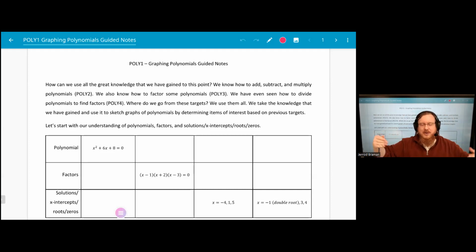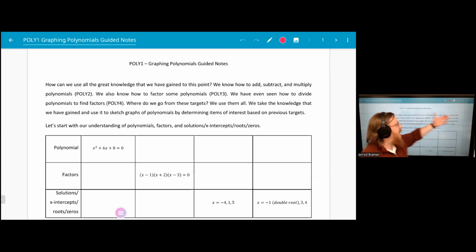The highlights that we're trying to do at the end, we're trying to take all the things that we've done and then sketch graphs and use the foundation that we've built to this point. So let's take a look here. This is Graphing Polynomials guided notes. How can we use all the great knowledge we've gained to this point?